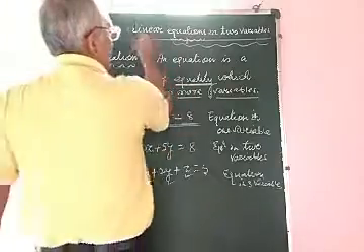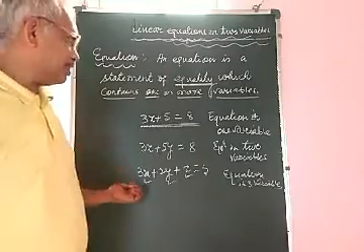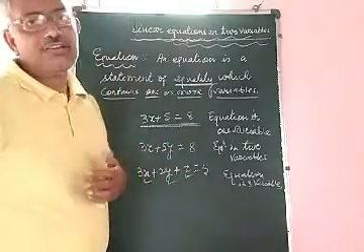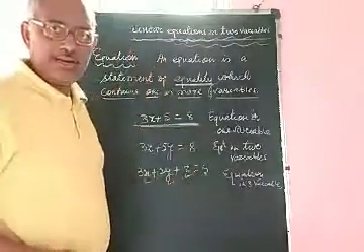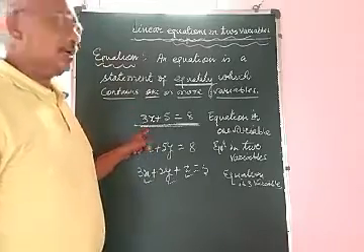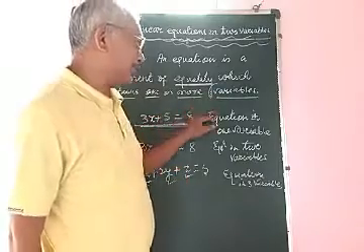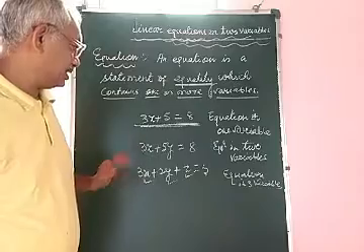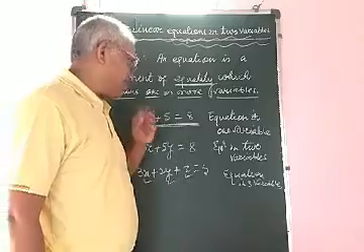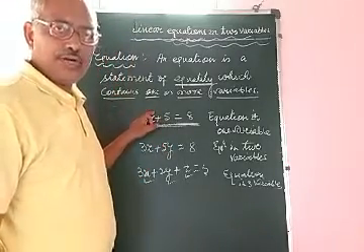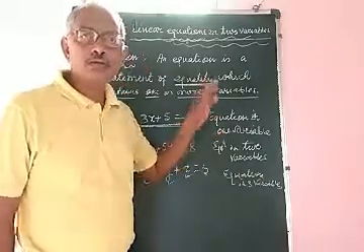Now, linear equation in one variable, linear equation in two variables, and linear equation in three variables, and so on. An equation containing a variable and having the power on the variable as 1, that is called linear equation in one variable. Understand?